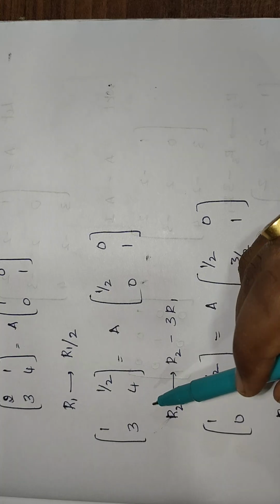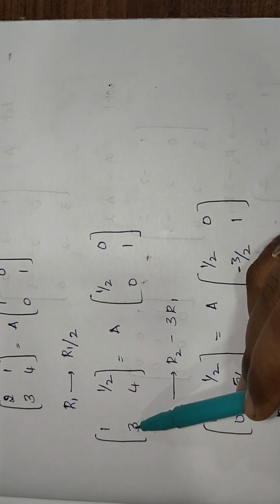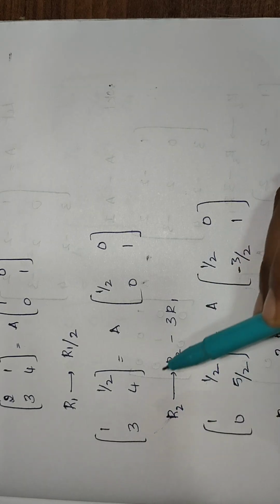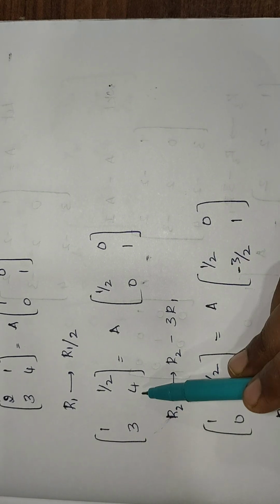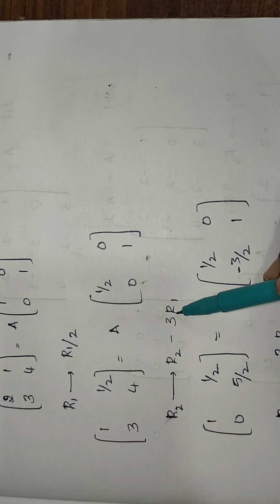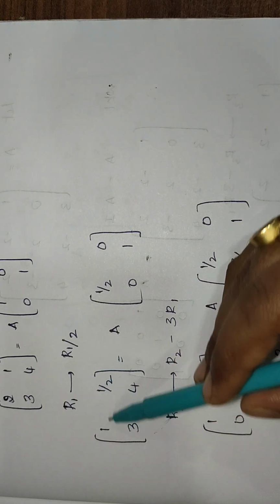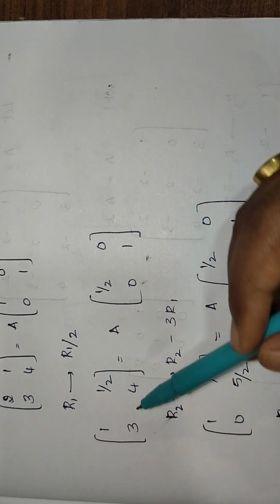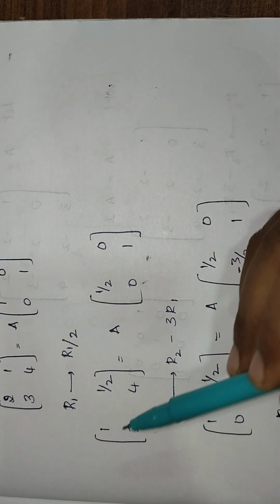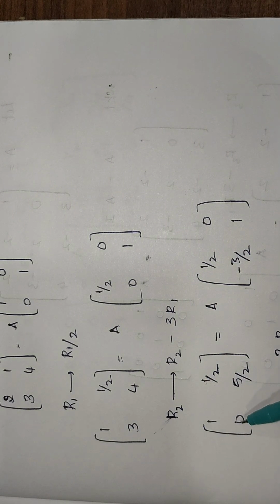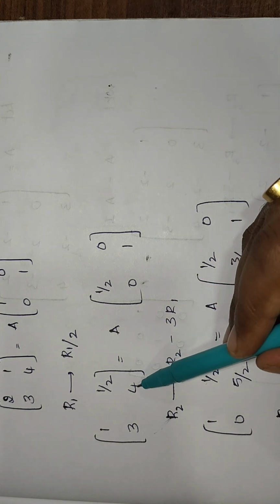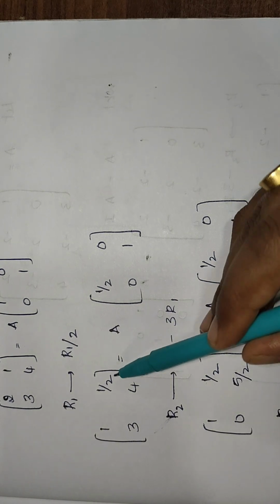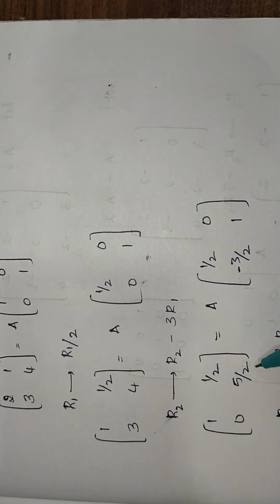Now in the next step, I need to make this 0. For that the corresponding row transformation that I'll be using is R2 changing to R2 minus 3R1. Using this row I'm making this 0. So it is 3 minus 3 into 1, so this will be 0 using this transformation. And here 4 minus 3 into half will be 5 by 2.